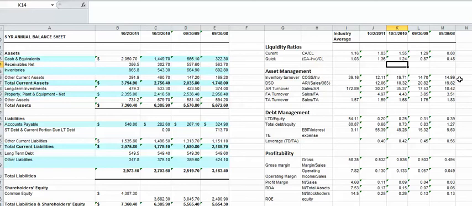If we look at the trend, it's been all over the place. It improved and then it took a big dip in 2011, and it's actually the worst that it's been, and it's well below the industry average. So there's a couple causes for concern here. It's moving in the wrong direction, and it's well below the industry average. That says that Starbucks is not selling their inventory as much as firms in the industry, and they're not selling it as quickly as they have been in the past.